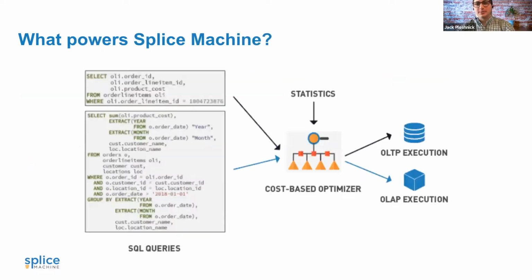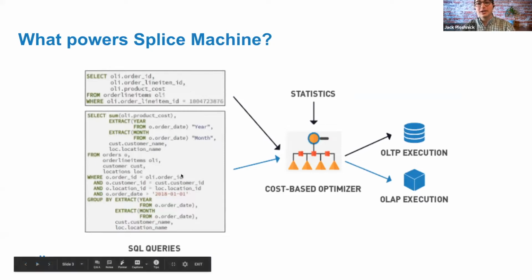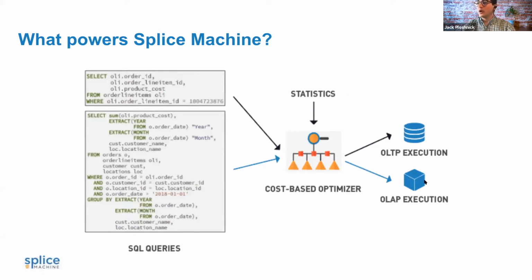So what powers Splice Machine? What is this hybrid database? The key component of Splice Machine is this cost-based optimizer. When you write any SQL query, this cost-based optimizer will take a look at that SQL query and send it to the appropriate engine depending on the type of query that it is. If it's a primary key lookup, it'll send that to OLTP execution done through HBase. And if it's a big aggregation with multiple joins and group by clauses, it'll send that to the OLAP execution, which is powered by Spark.